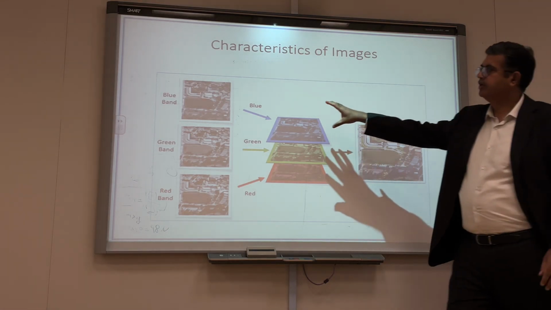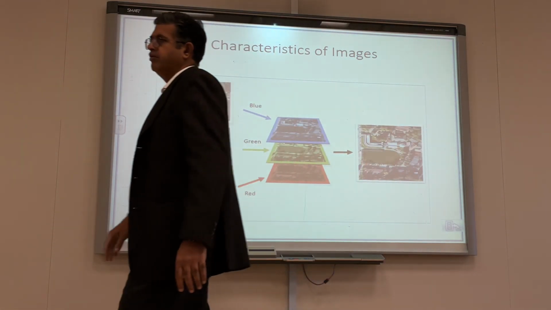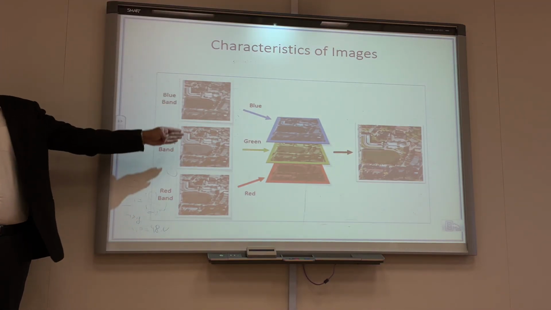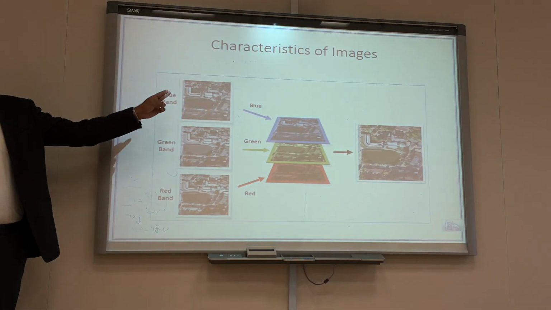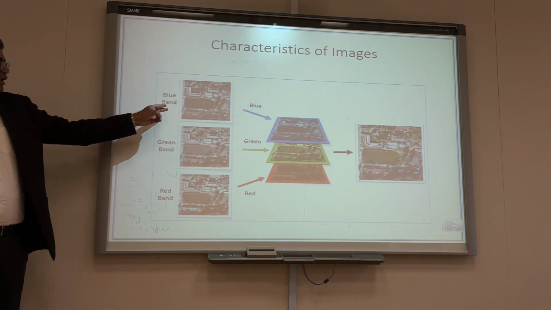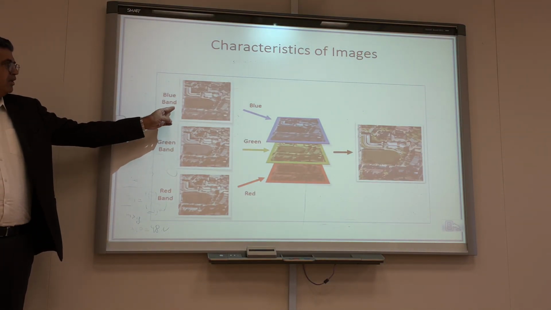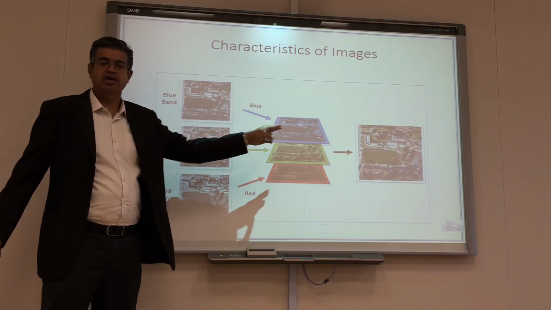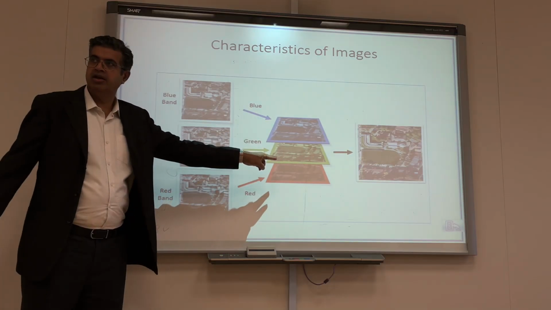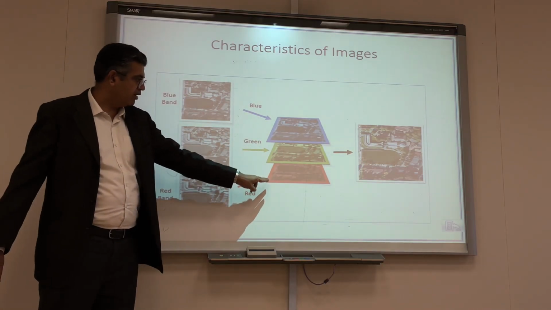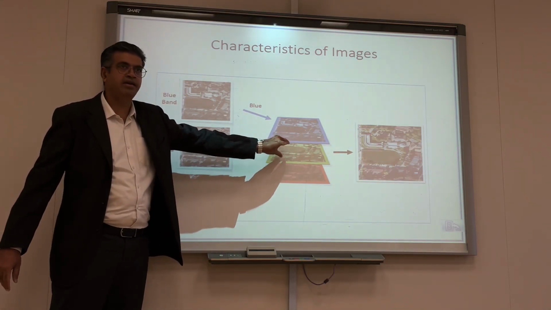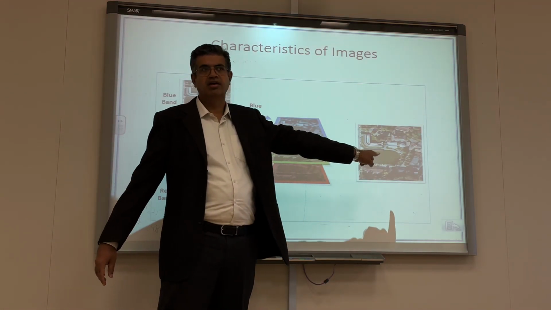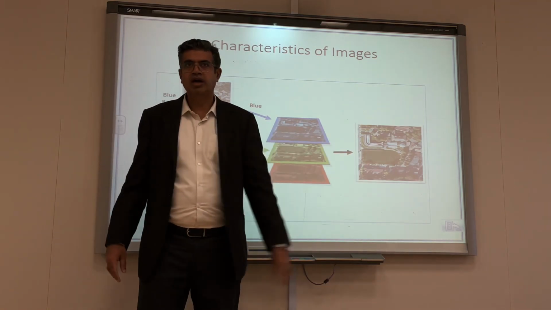Okay. These are the 3 bands of image, different bands: blue, green and red. Individually, if you see the images, they are in gray color. Now, if you assign the blue image to the blue band in the software, green to the green one and red to the red one, and you combine these three, the result is this which you see here on the right side. This is a true color image.